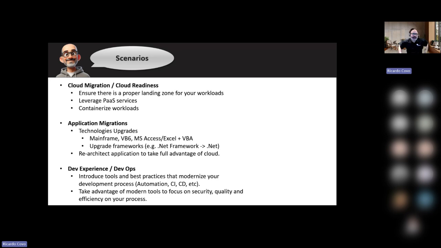So I talked about this. It's not just about modernizing the infrastructure of your applications. You want to think about modernizing your dev experience and your DevOps processes. So introduce tools and best practices that modernize your development process. I talked about tools like GitHub, or you can also think about Azure DevOps, and think about automation. If you're working in an agile way, maybe you have scrums and retrospectives. One of the things that I like to do in retrospectives is think about what I can automate that's going to save me time in the next iteration.